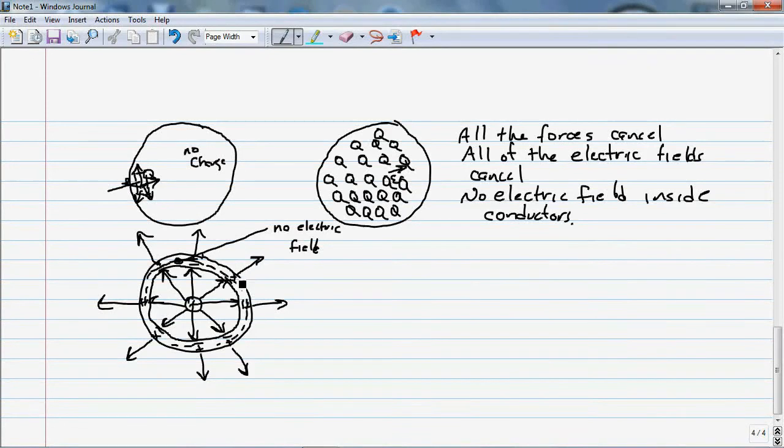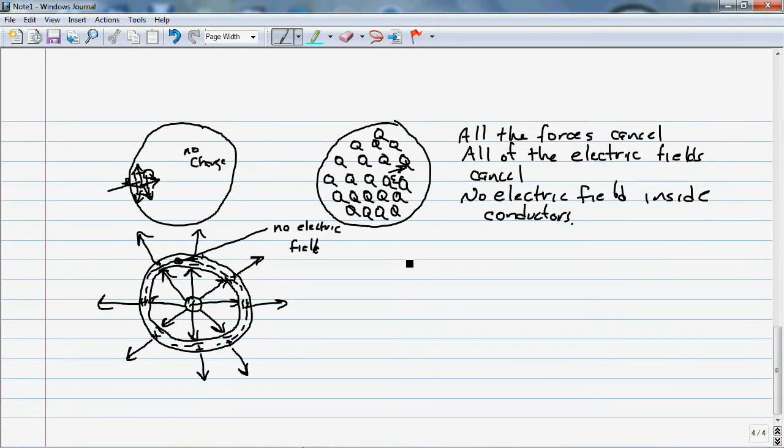It all cancels out. Now, if I were to look at a very tiny differential area or differential volume, yes, I would see an electric field. But taken as a sum, taken out over the whole shell, all the electric fields cancel. And so because of that canceling, we say that there is no electric field inside of a conductor.